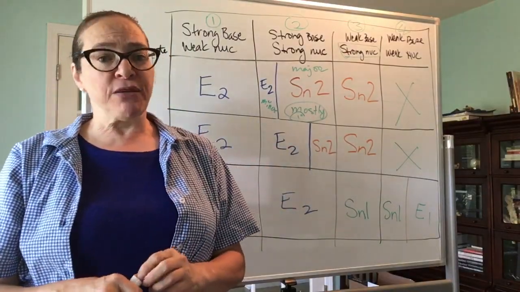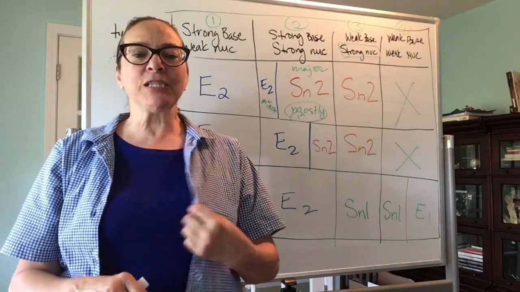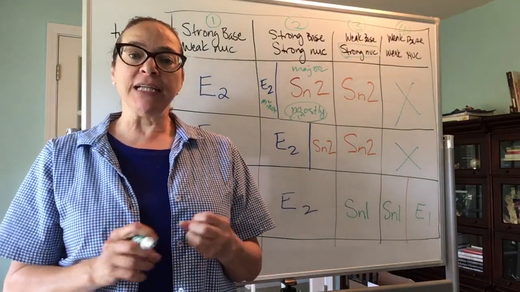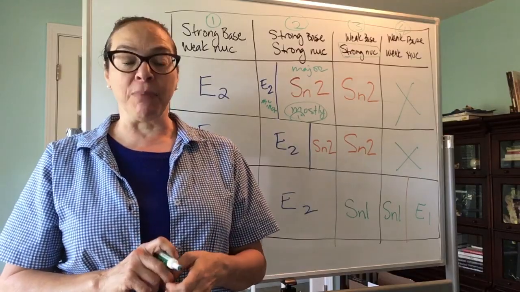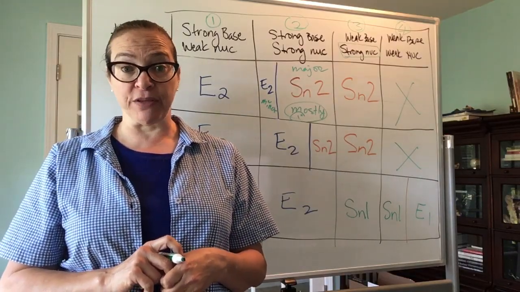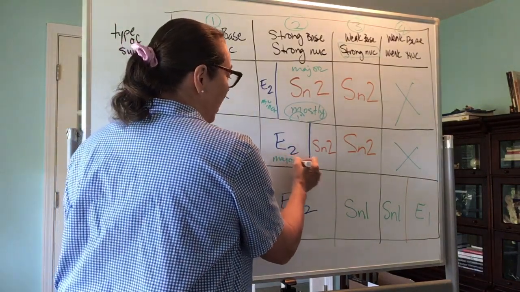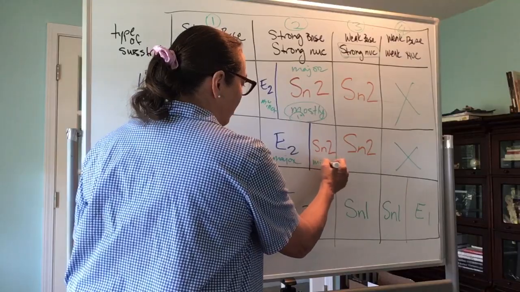And this one is a little bit difficult. It's not exactly a 50-50 relationship, but it's pretty close. So you're going to end up having a mixture of both an Sn2 and an E2. If you have to choose between the two of them, I would say that E2 is going to be the major and Sn2 is going to be the minor.